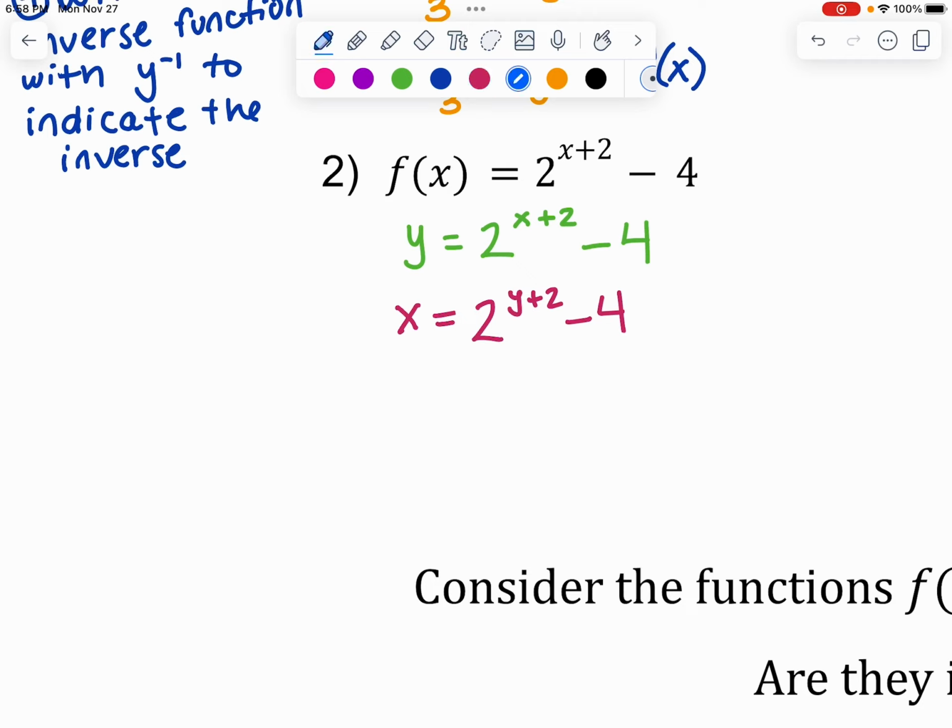All right, next step is to solve for y. So I'll start by adding 4 to both sides. And I get x plus 4 equals 2 to the y plus 2. And now y is stuck in the exponent, so I need to cancel out this exponential. Well, if you think back to solving these types of equations, we can switch to log form. So I'm going to take log base 2 of x plus 4 equals y plus 2.